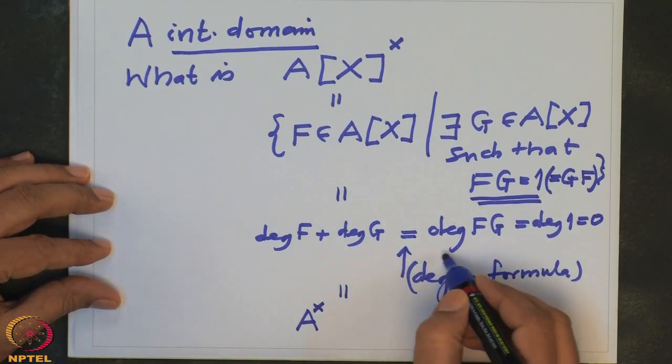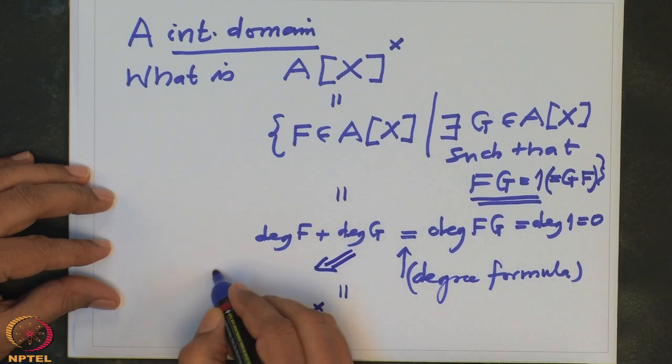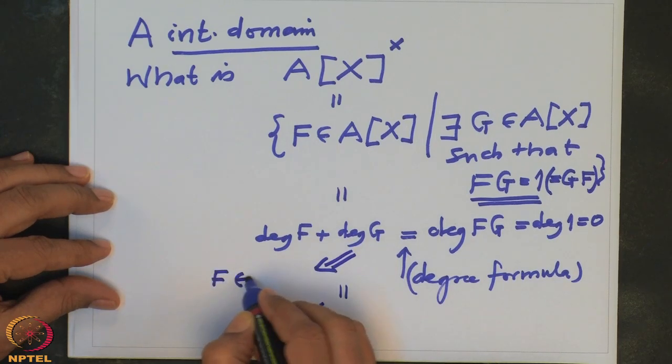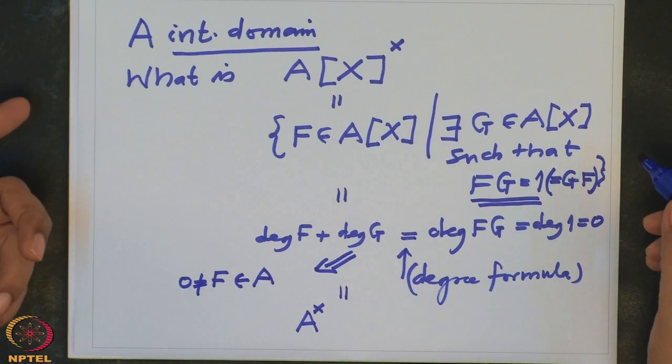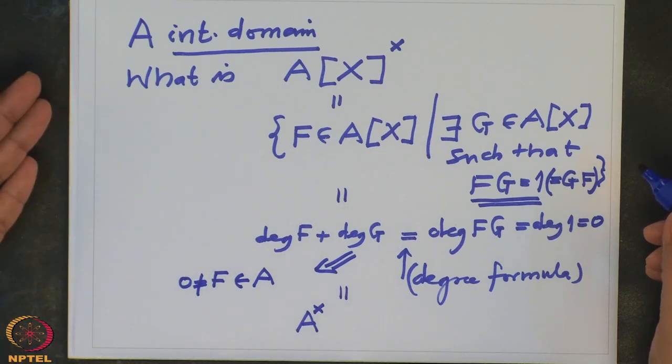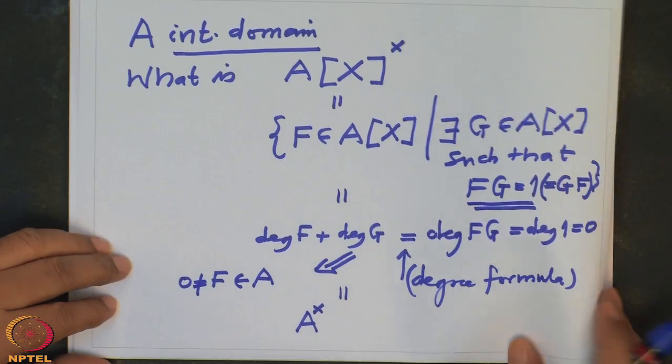This means f is a non-zero constant, f is in A and f is non-zero. Therefore, the unit group will not change if you take polynomials. That is the same as the unit group of A, and as the course progresses, you will see the information which comes from the unit group is very important to deduce many consequences for good results.